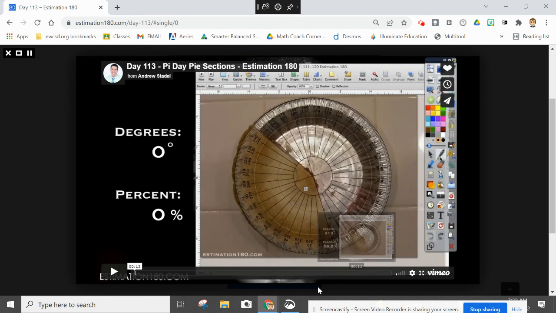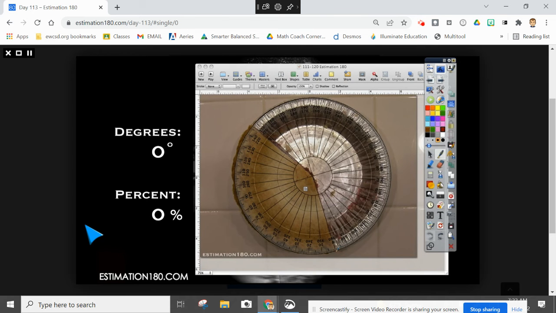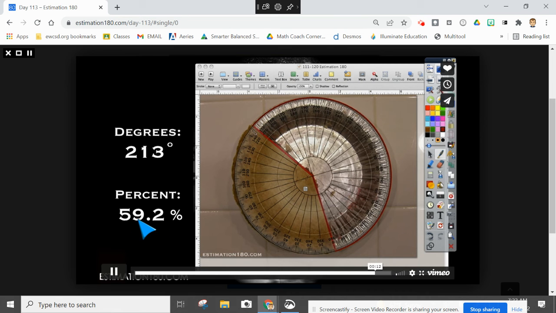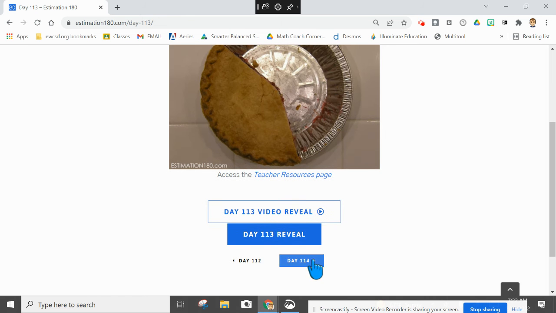All right, let's take a look. Mr. Music, push play. There we go. It's going to keep going. Almost 60%, 59.2%. That's pretty exact. Very cool. All right, I don't know if there's another one. Let's just take a look.